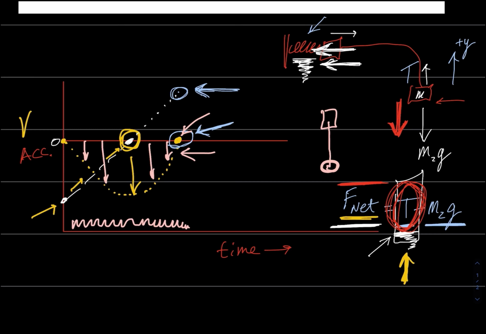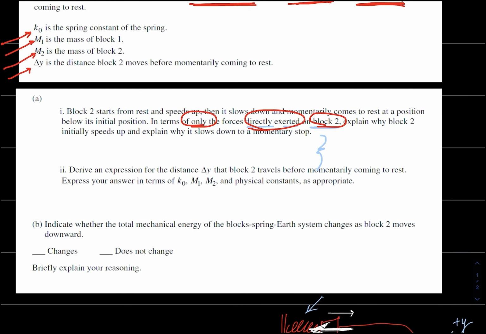You let go of the mass, it's going to start dropping. The spring is going to pull on it. The spring is going to say, "Nuh-uh, I'm not going to let you drop anymore." And the mass is going to stop. And then it'll start coming back up. So what did they ask? They said the block starts from rest, speeds up, slows down, momentarily comes to rest at a position below its initial position. Duh. In terms of only the forces directly exerted on block 2, explain why block 2 initially speeds up and why it slows down to a momentary stop. We have it all. We just have to put it into words.